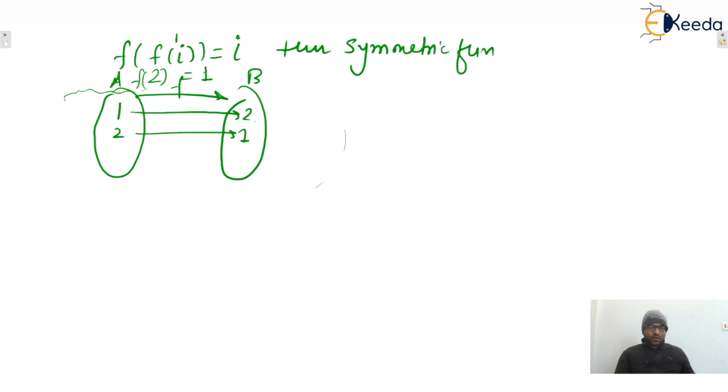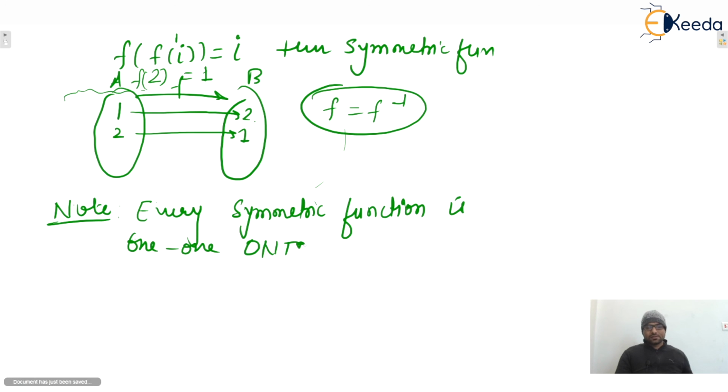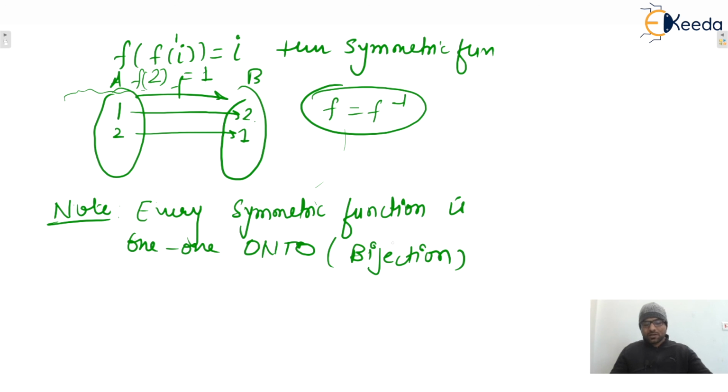Also remember, for f equals f inverse, the function must be one-one and onto. So you can write down one note: every symmetric function is one-one as well as onto function. That means bijection. I hope this one is clear to everyone.